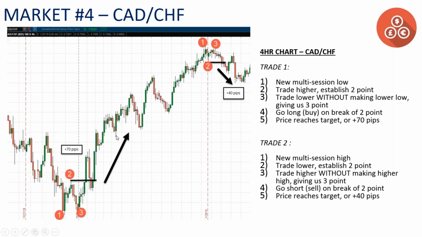1, 2, nope. 1, 2, nope. 1, 2, nope. Finally get a 1, 2, 3 here. Smaller one, breaks down below, gives you a retest, and gives you a quick 40 pip profit.